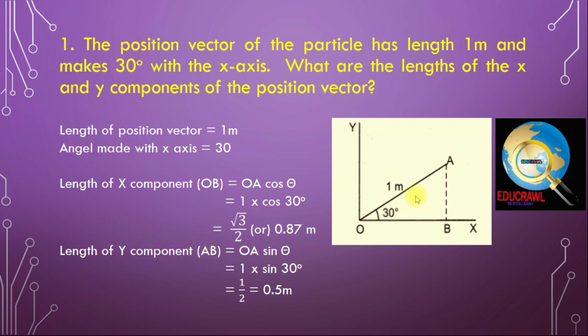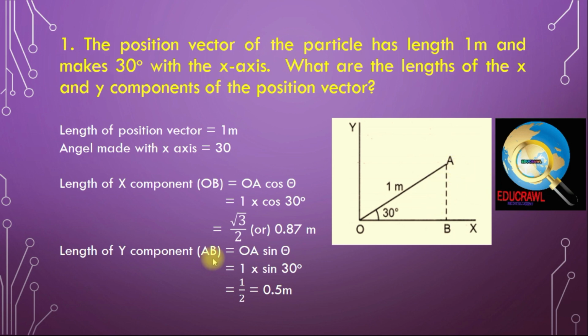Next, we have to find the length of y component. So, y component, if you see the diagram, AB is the y component. So, for this, we have to once again take the triangle OAB. In the triangle OAB, we have to find sin theta. So, sin 30 is equal to, sin formula is opposite by hypotenuse. So, opposite to 30 is AB. So, AB divided by OA. OA is the hypotenuse. So, AB divided by OA is sin 30.